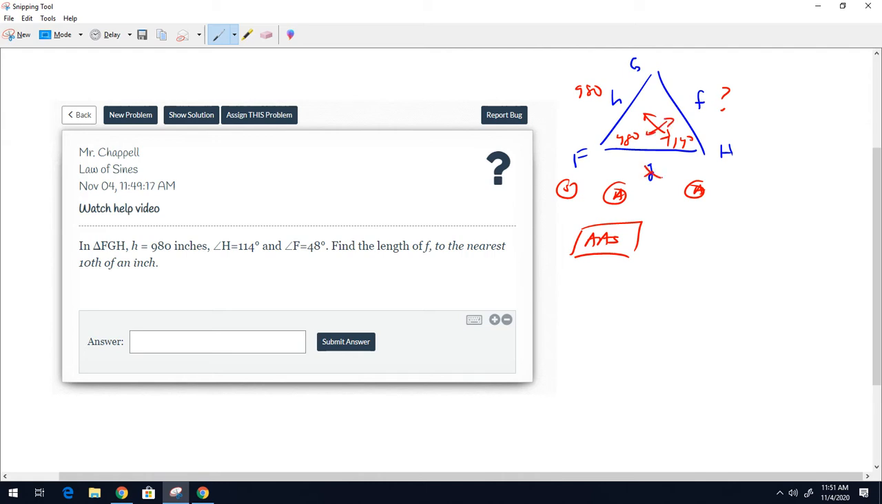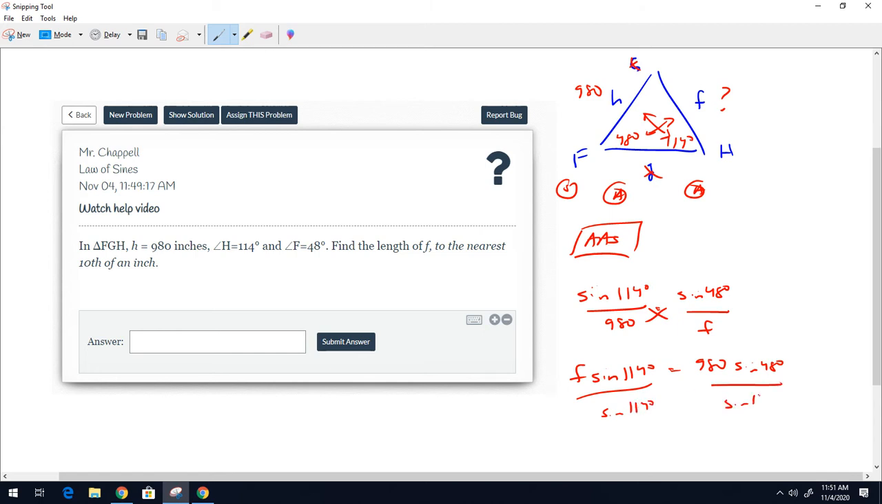The g's don't matter in this problem, okay? So I don't care how you set up. Usually I set up with the thing that I know, right? So I'm going to say sine of the angle 114 degrees over side h equals the sine of 48 degrees over what I want to find, f. Cross multiply. f sine of 114 degrees equals 980 sine of 48 degrees. And to get f by itself, we divide by the sine of 114 degrees on both sides.